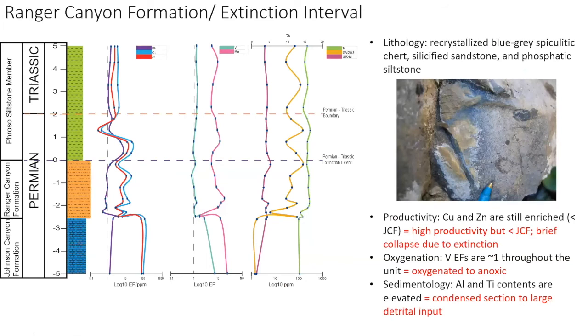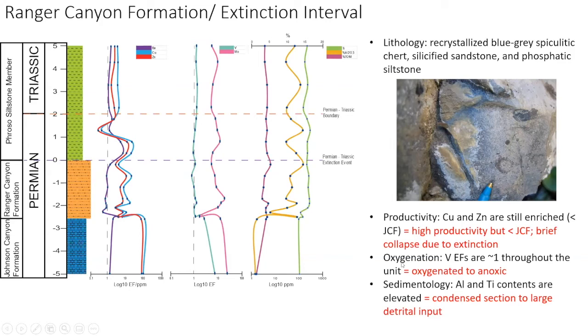Moving on to the Ranger Canyon formation, this is where we can give insight into the late Permian extinction interval itself. So first off, for productivity, copper and zinc are again still enriched. And so that essentially means that we have high productivity again, but to less of an extent than what we observed in the Johnson Canyon Formation. And looking at the extinction interval, we have a brief collapse of productivity due to the extinction itself.